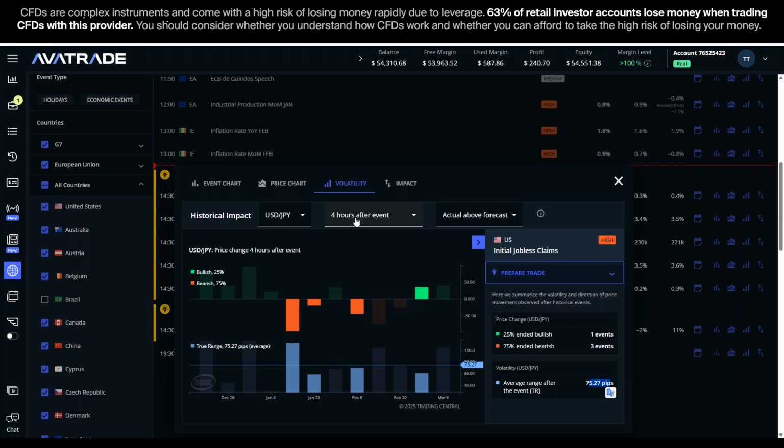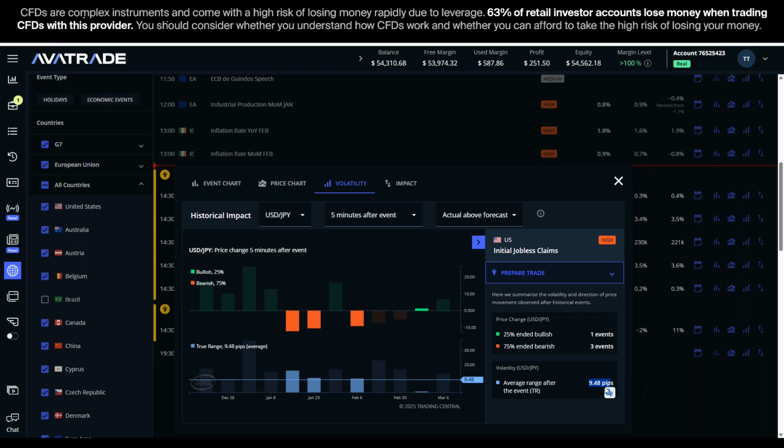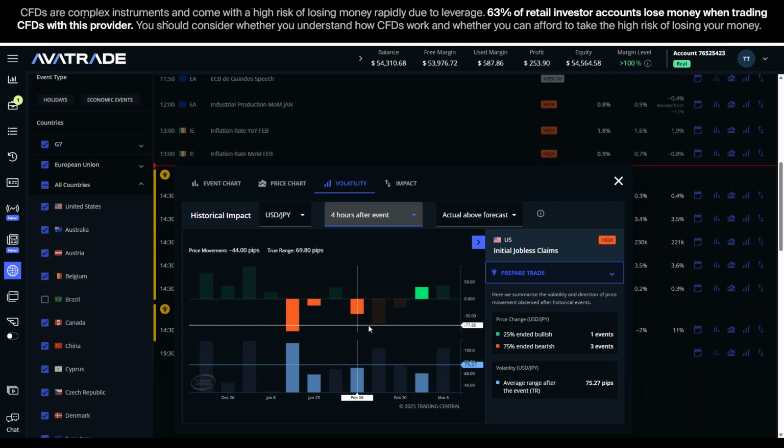That's after 4 hours. What happens in the first 5 minutes? Same thing, 75% down, but look at the range movement. Only 9 pips, 9.5. So you have time to place your trades, is what this is showing you. And it doesn't take 5 minutes even to place a trade, right? So you have the order window open, you're ready to buy or sell. Then if the data comes in above forecast, in the first 5 minutes you typically have less than 10 pips movement. And after 4 hours, the range movement on average is 75 pips plus.